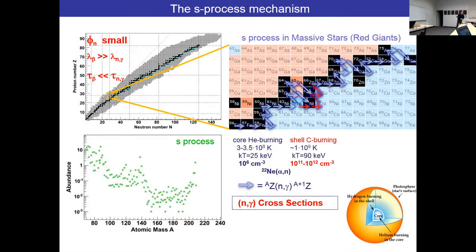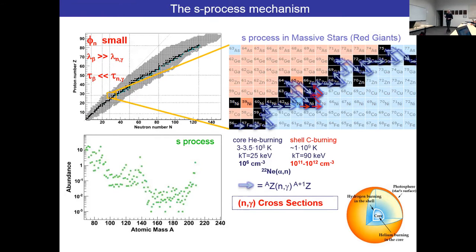Okay, and then this yields this typical abundance pattern of the s-process, where you can see some maxima, which are due to the effect of the neutron shell closures along the s-process path, at N equal 82 and N equal 126, which act as bottlenecks and make a large accumulation of material there.